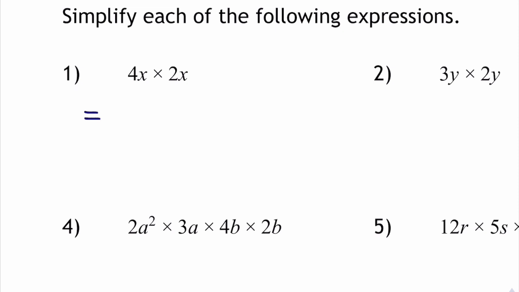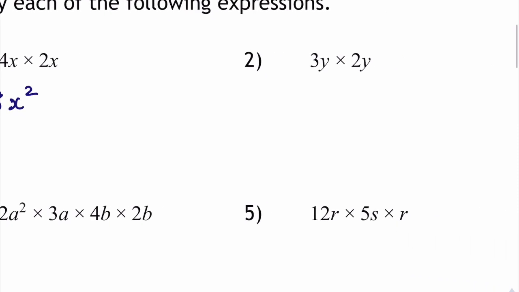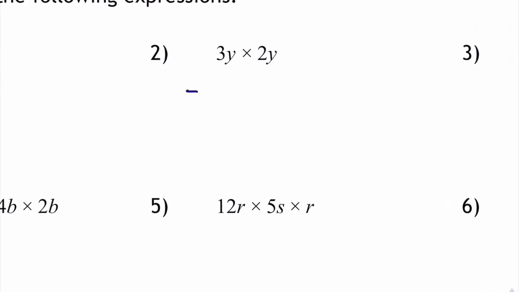We've got 4x multiplied by 2x. So we look at the numbers first. 4 multiplied by 2, that's 8. And the x multiplied by the x will give me x squared. Question 2, similar sort of question. The 3 multiplied by the 2 is 6. The y multiplied by the y is y squared.